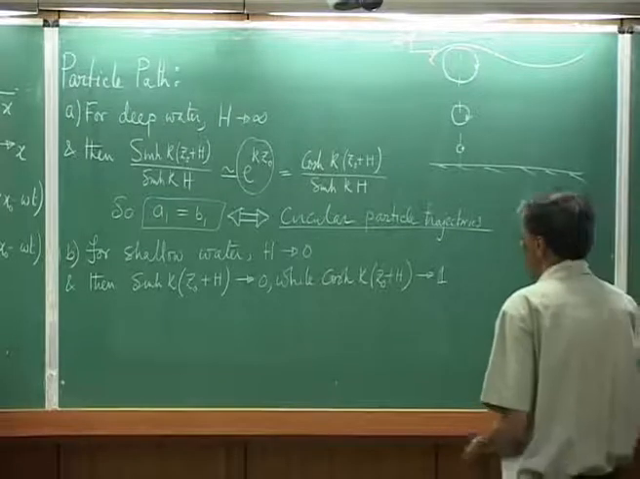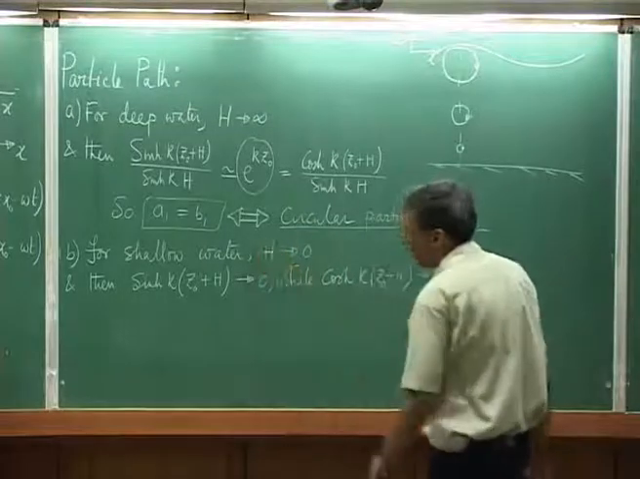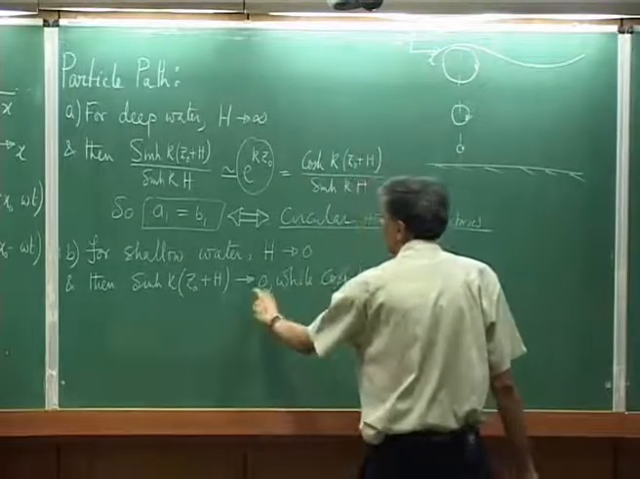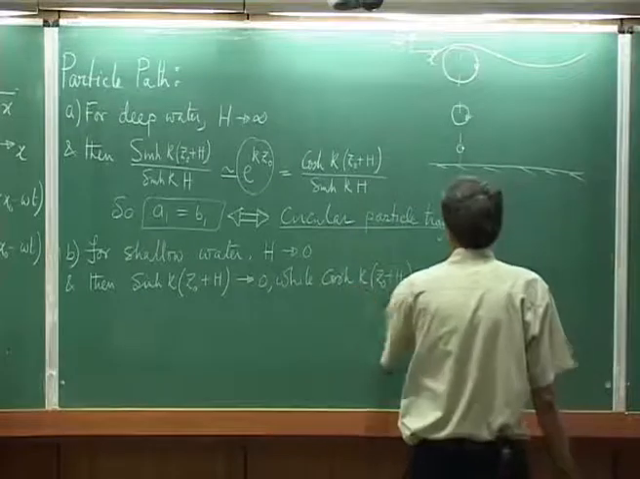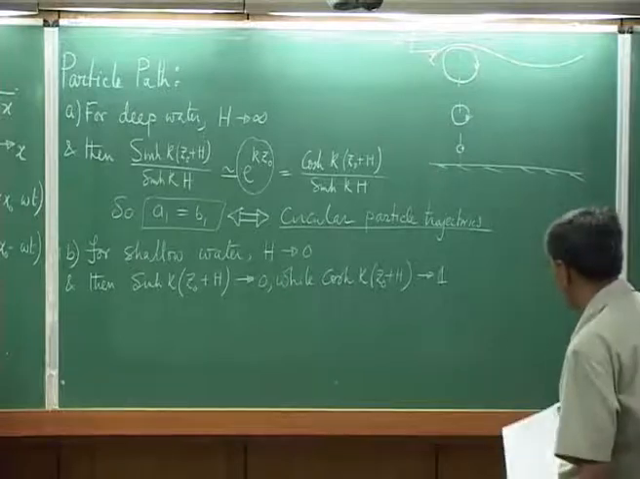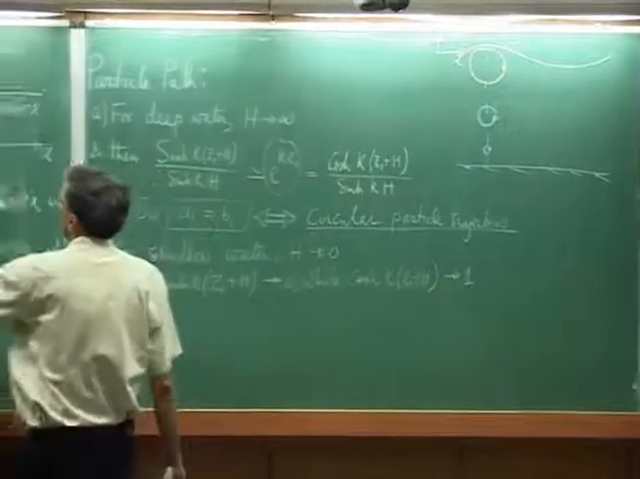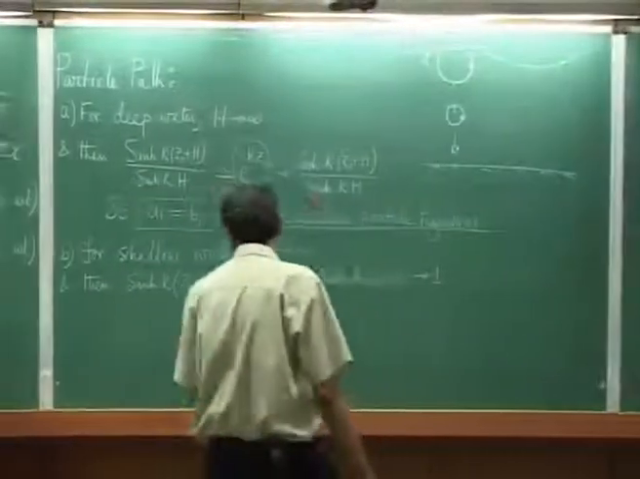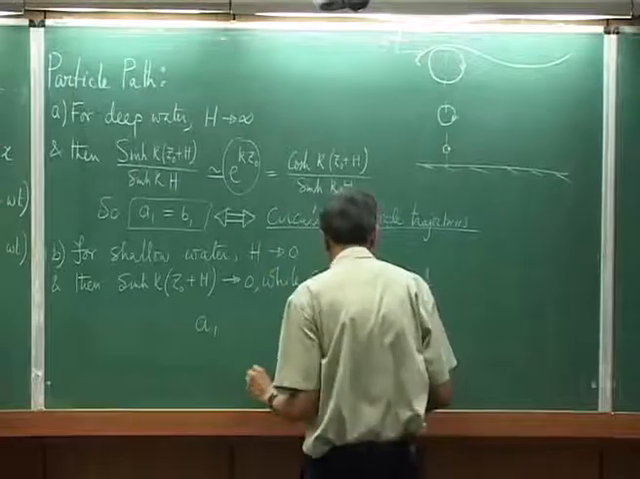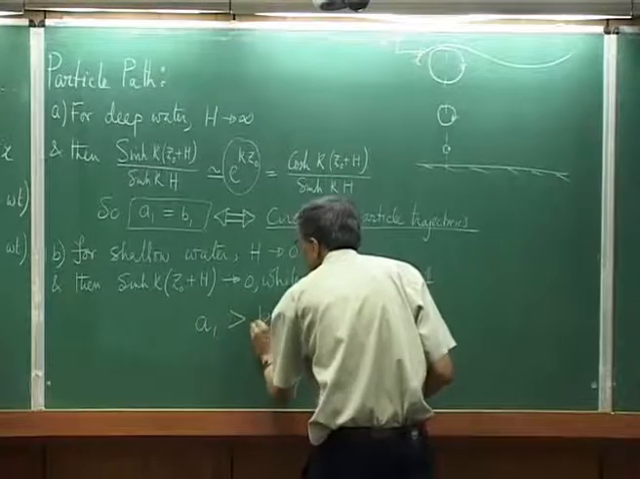In the same way, you can look at the shallow water limit, for which the capital H itself will go to 0. Then you can very clearly see that the sine hyperbolic component will go to 0, while the cosine hyperbolic component goes to 1. That is a consequence of that figure that we have drawn. Then you can see this is your A 1 and this is your B 1. So, what you are seeing then is that A 1, that cosine hyperbolic part, would be much greater than B 1.